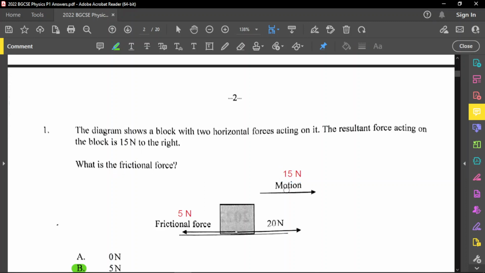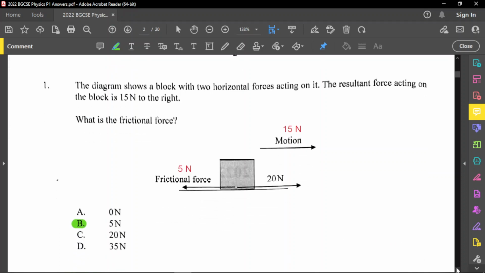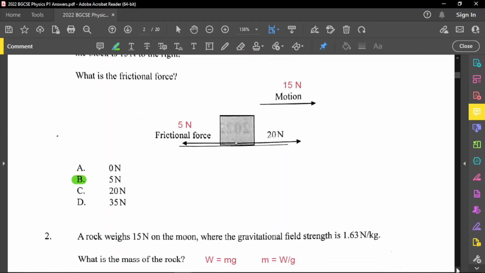If the resultant force going towards the right is 50 newtons, and if this force here that is given is 20 newtons, then the frictional force must be 5. So what we're going to do is say 20 minus 15, because the frictional force will be in the opposite direction to the applied force. And so our answer there will be B, which is 5 newtons.